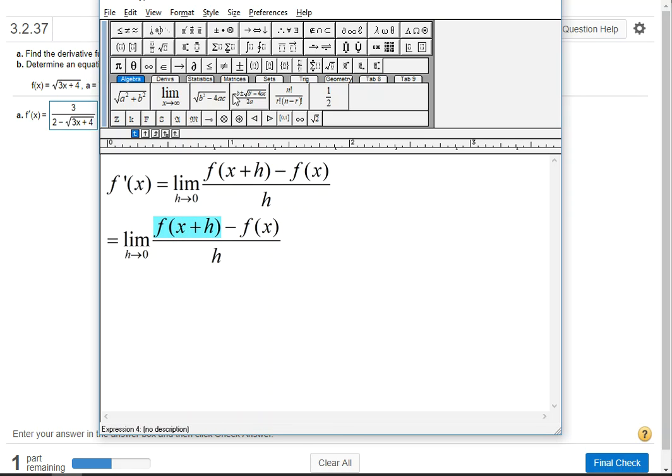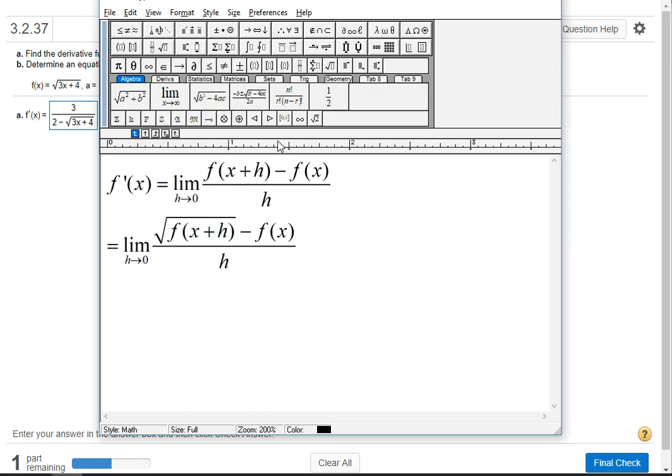So instead of the x plus h piece right here, we're going to have the square root of 3 times x plus h. And then at the end of that, our plus 4 minus f of x, which is the square root of 3x plus 4. Okay, so I've got f of x plus h and f of x right there. Maybe we'll just go ahead and distribute those 3's across here. That's just 3 times x, 3 times h. Just gets rid of some parentheses for us.